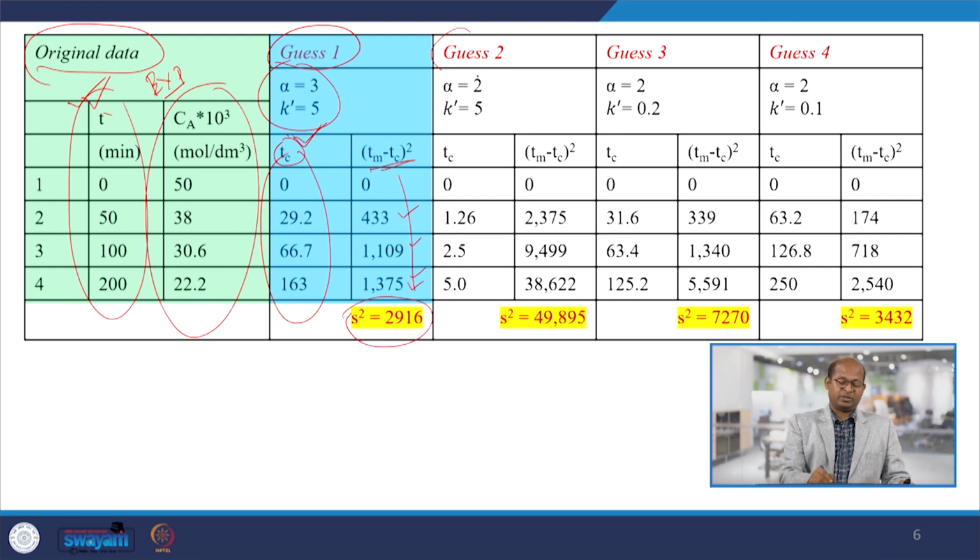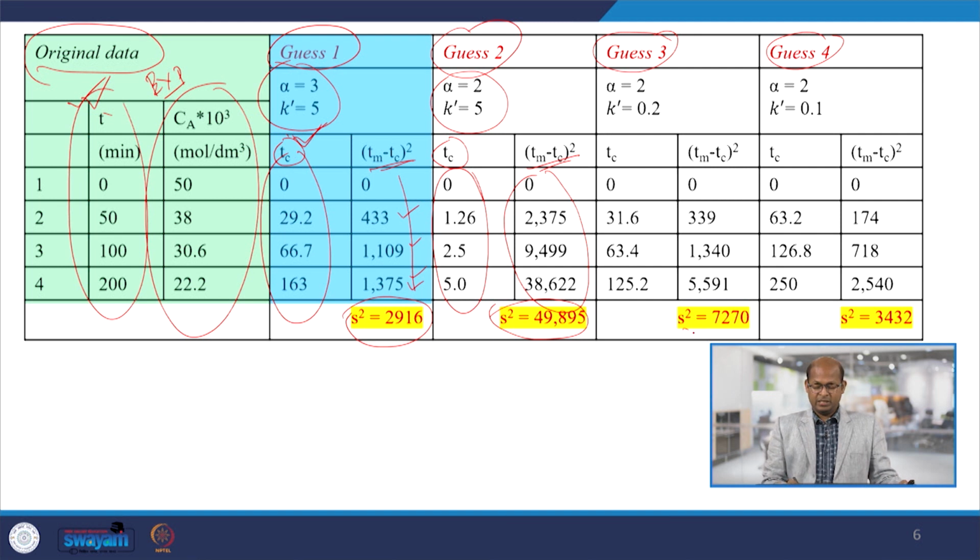Similarly for guess 2 also, we have taken alpha equals 2 and k prime equals 5. Based on that, again the T_c value, the time, we have calculated, and for other different points also we have calculated (T_m minus T_c) squared. Similarly, we have evaluated the sum of squares equal to this. Similarly guess 3, guess 4 also we have done. Here you can see the sum of squares value is a very large value.